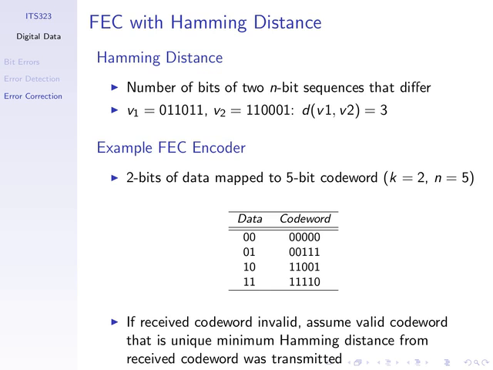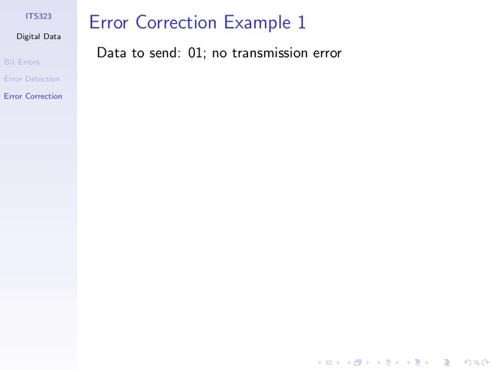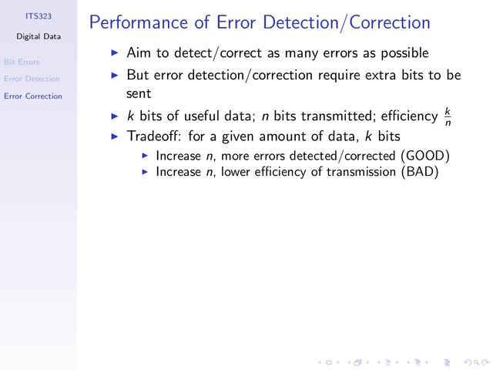I think we'll go to the last slide, and it summarises some of these points. Our aim is to detect and correct as many errors as possible. We know in practice we cannot detect and correct all of them, but as many as possible is our aim. Both error detection and error correction send more bits than the original data. In our case, we had 2 bits of data and sent a 5-bit code word. And with our error detection, we added 1 bit of parity. So we send more than the original data.